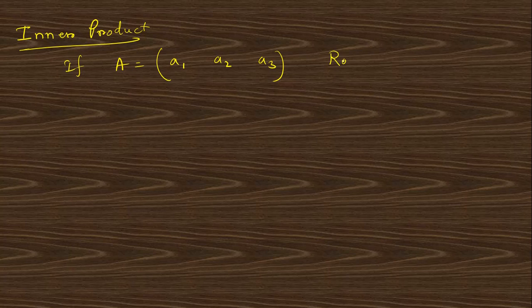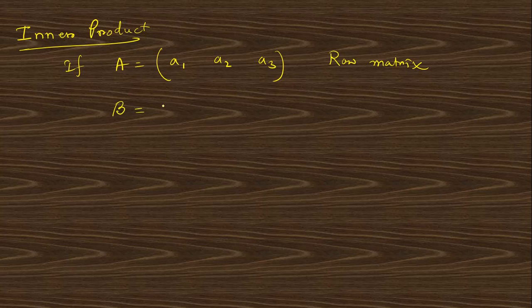What is the inner product? This is useful. If A is a matrix, this is the row matrix, that is only elements along the row. This is the row matrix. Clear? Only elements along the row.